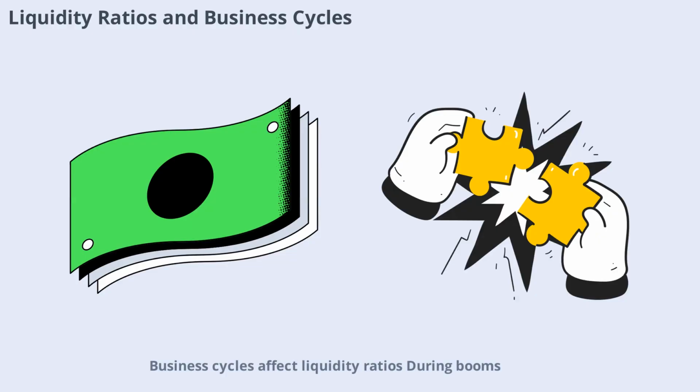Business cycles affect liquidity ratios. During booms, companies may invest more and see ratios decline. In downturns, they may conserve cash, boosting liquidity. Understanding how these cycles impact ratios helps managers make better decisions and prepare for changing conditions.